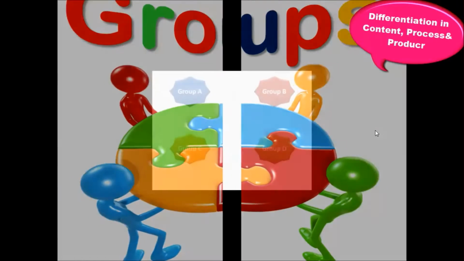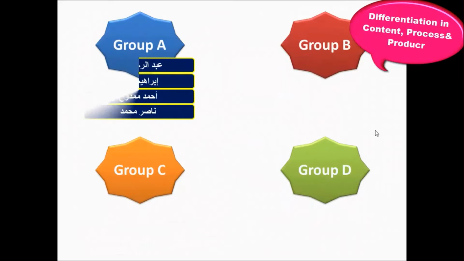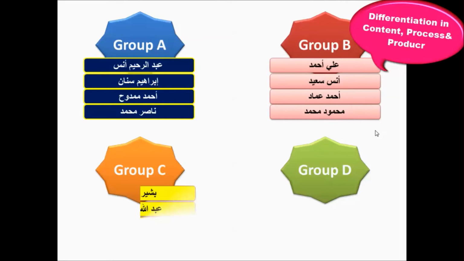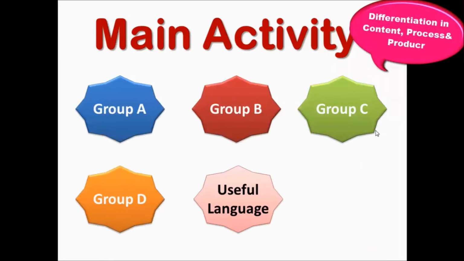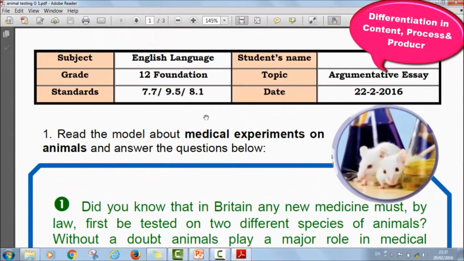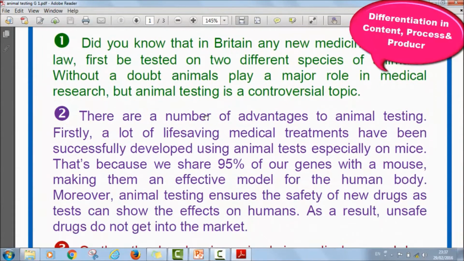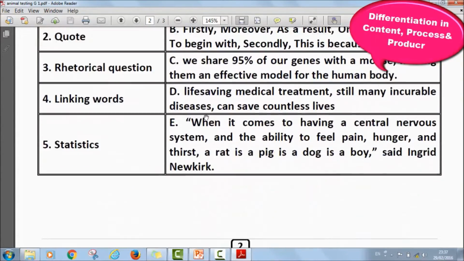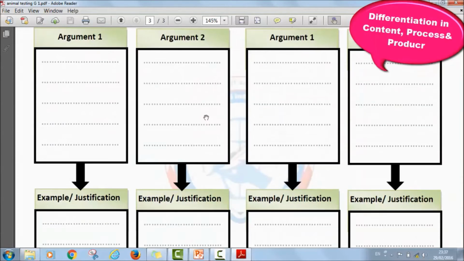I divided my groups into four groups according to their levels in the light of first term scores, so my groups were homogeneous. My worksheets were differentiated to suit all learners. First group was reading, to analyze this text and to fill in a planning.